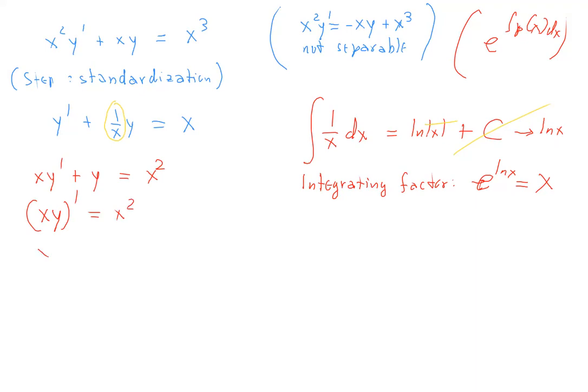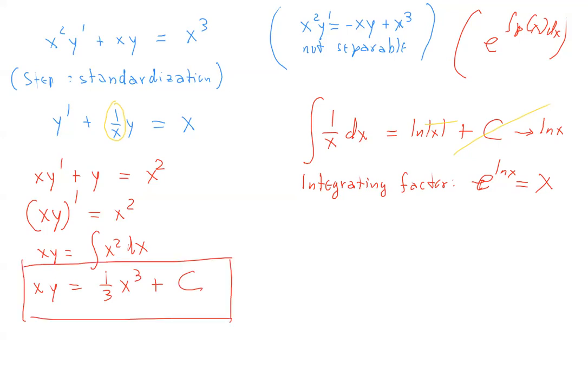And now this means that xy is equal to the integral of x squared dx, which gives me xy is equal to 1/3 x cubed plus c. And I can leave it like this. If you want to make it explicit, of course, you can do it. Y is equal to 1/3 x squared plus c over x, in case you want to make it explicit. Okay, there's nothing wrong with leaving it as an implicit solution of the differential equation.